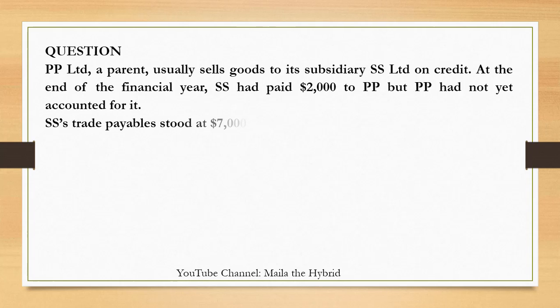Then, SS's trade payables stood at $7,000 as at the year end. Since SS had paid that amount, that means SS had recorded the transaction. That means SS credited cash and debited trade payables and then arrived at the figure of $7,000. So this trade payables figure is the right amount when it comes to separate financial statements.